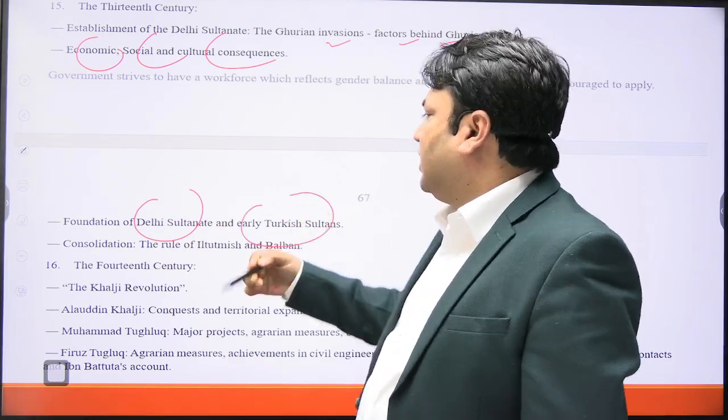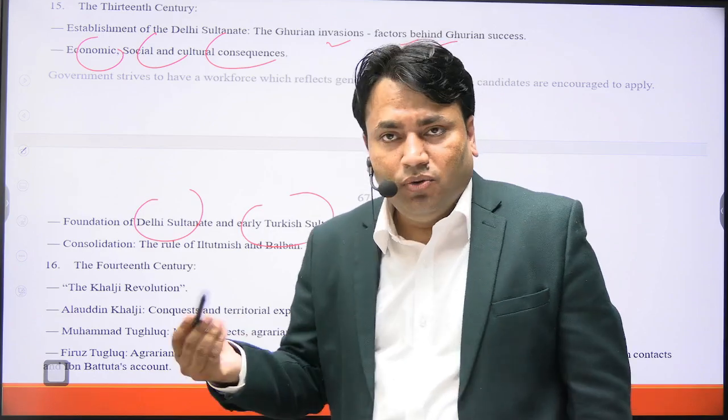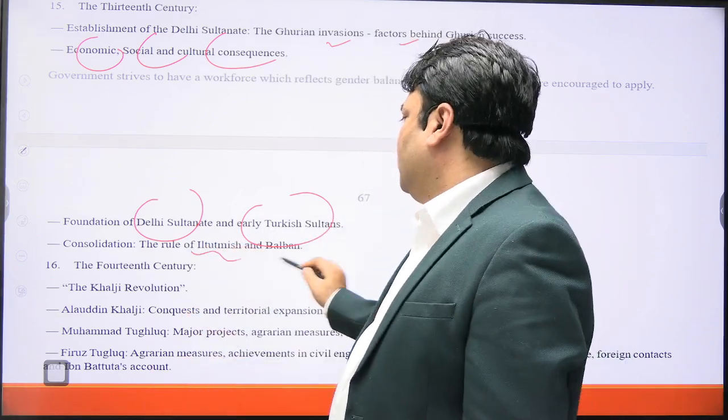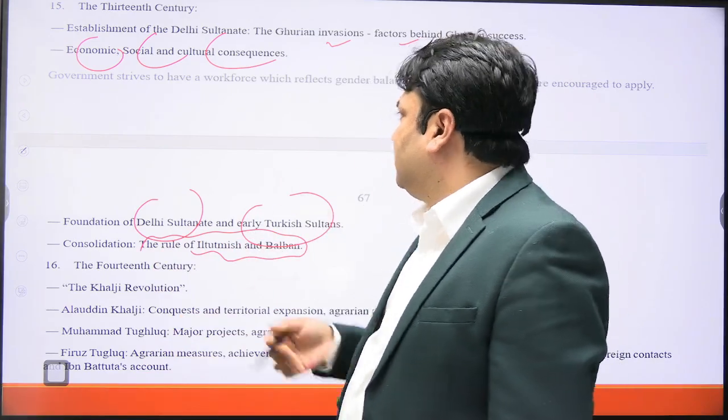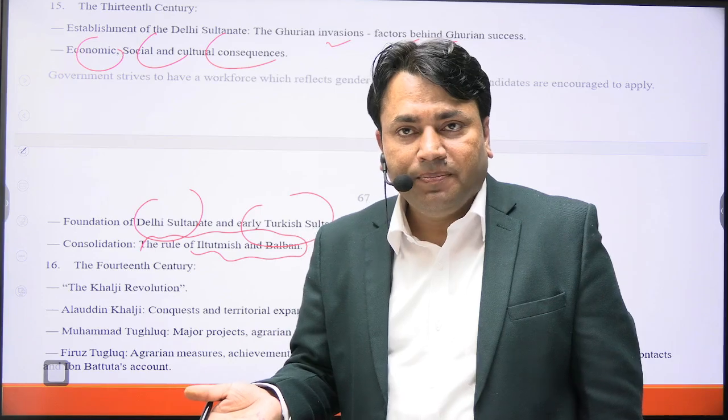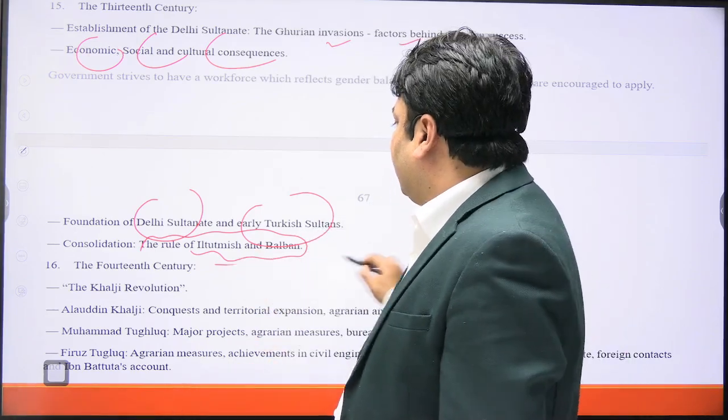Early Turkish sultans we need to understand, and how the rulers consolidated their rule, the rule of Iltutmish and Balban. So we need to study about these rulers. This is also an important part of GS, GS ka hissa. Now we are coming to the 14th century.